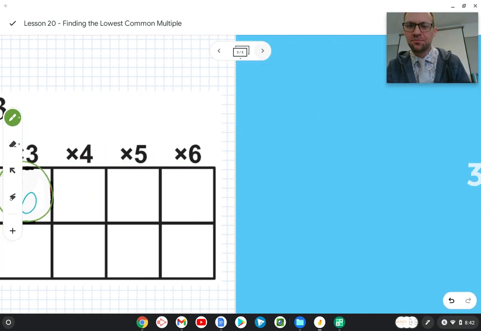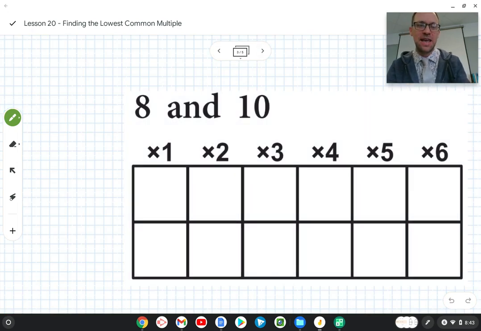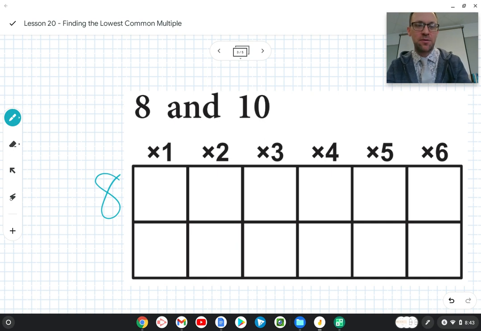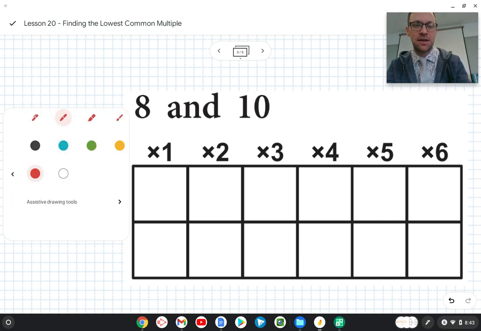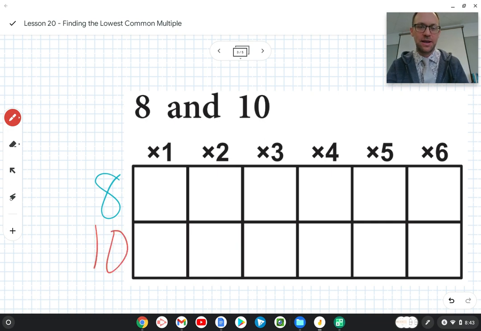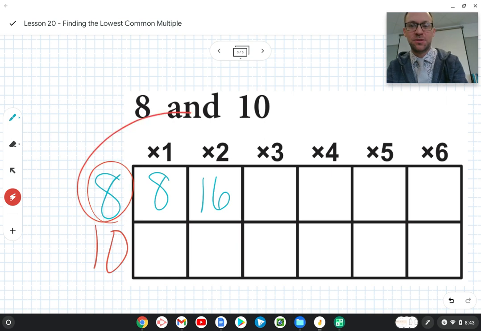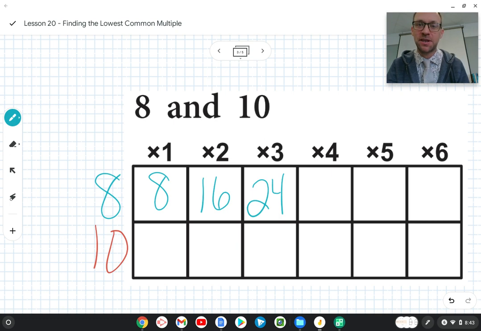Let's try another one. Let's find the lowest common multiple for the numbers 8 and 10. All right, so like we just did, I'm going to write the number 8 here next to the first row, and I'm going to write the number 10 next to the second row. All right, so let's go back and find some multiples of 8. Let's see here. 8 times 1, well, that's 8. 8 times 2, that's 16. 8 times 3, that's 24, and I am so glad I've practiced my math facts this year because this would be much harder if I didn't know them already. But I always could use the multiplication table.